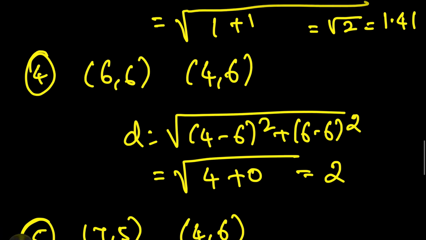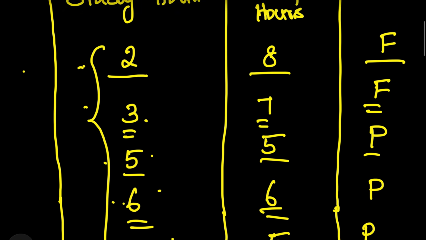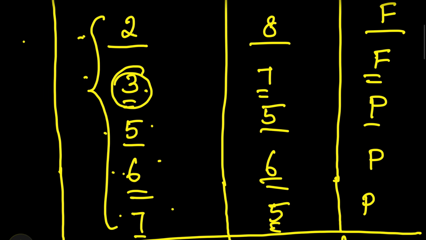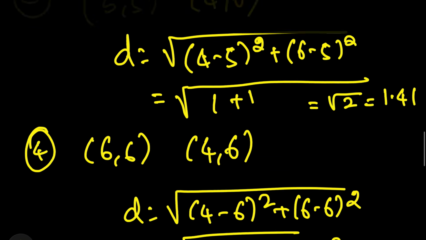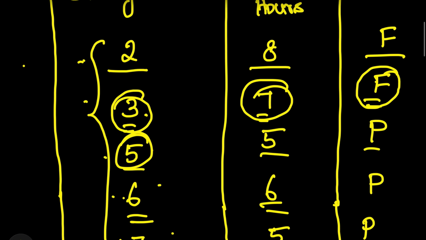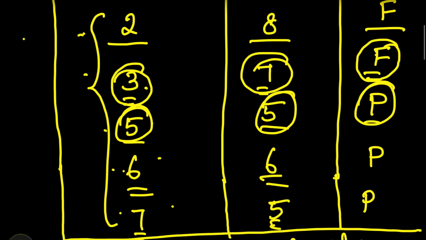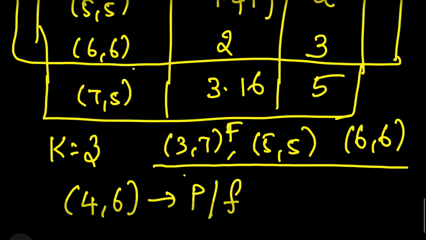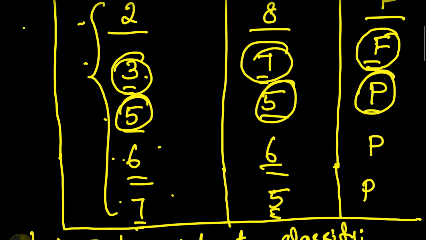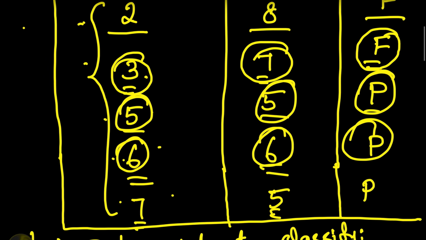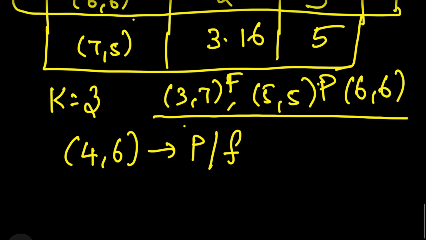We'll go with 3 comma 7 and check its value. Here we have 3 comma 7 as a second sample. This second sample has the result as fail. Let us write it here so that it will be easy for us to identify. This is fail. And let us go with 5 comma 5. Here we have 5 and 5, it is pass, and the next value is 6 and 6. Here we have 6 and 6, it is pass. So we'll go with 6 and 6 pass.